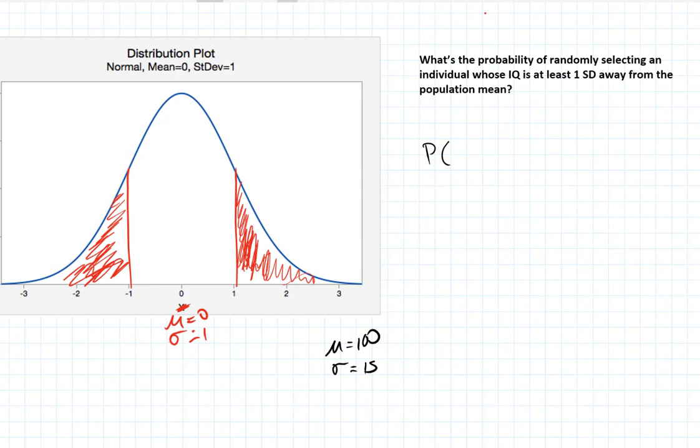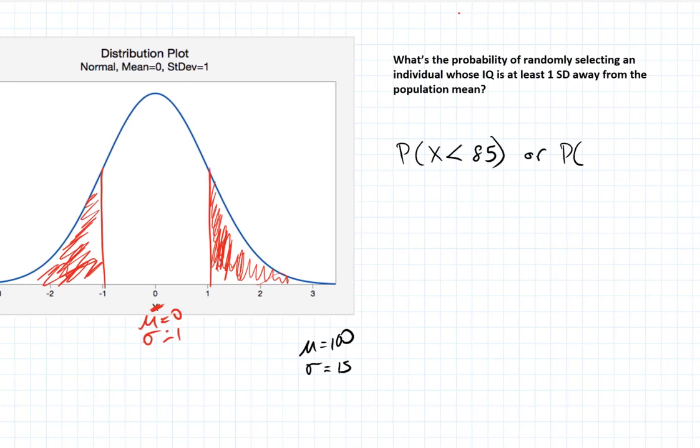So one standard deviation below the mean would be an individual's IQ is less than, what's 100 minus 15? That's 85. Or, since we're looking at either case, left or right, the probability that you select someone whose IQ is one standard deviation above. So 100 plus 15 is 115.